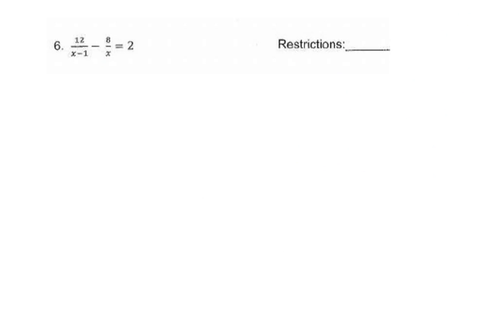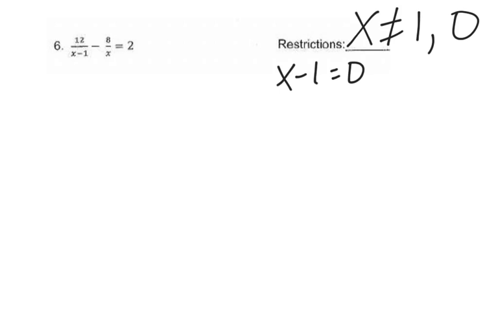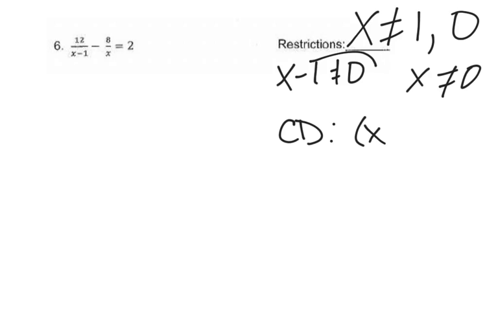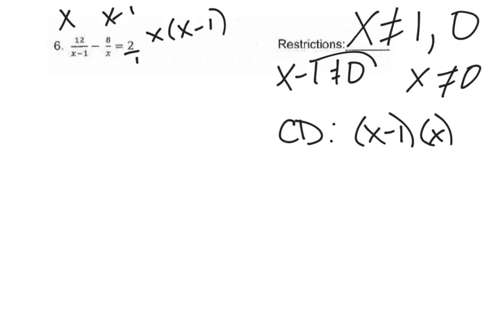Same thing, start with your restrictions. X cannot be 1 or 0. The way I got that was x minus 1 not equal to 0. Move my 1 and x is not equal to 1. And x is not equal to 0, it's already by itself. I took each part of the denominator. So now we're going to find the common denominator, which is x minus 1 and x. Compare. First one's missing the x. The next one is missing x minus 1. The last one, think about it as being over 1, so it's missing everything, x and x minus 1.